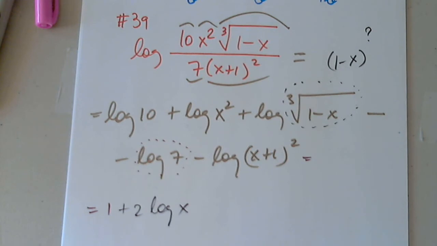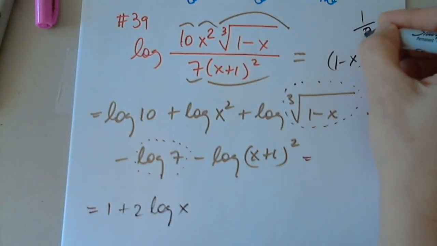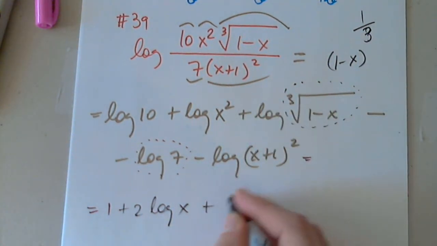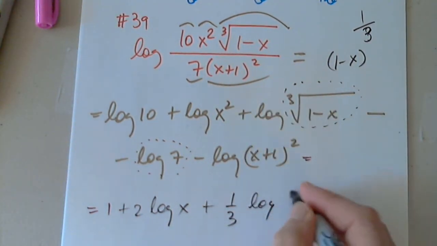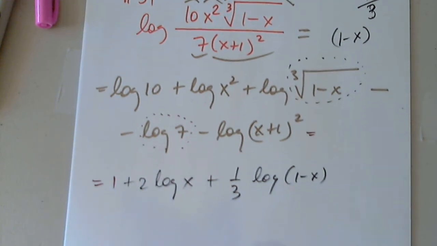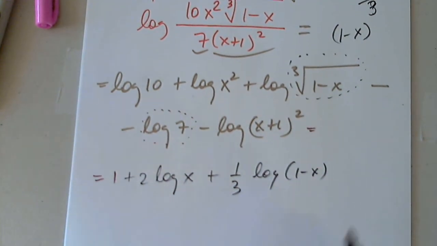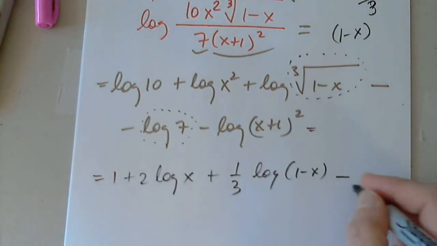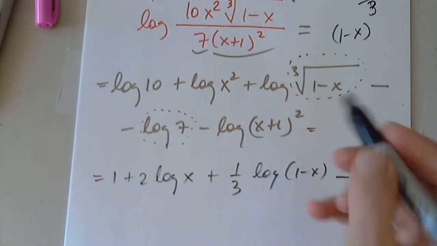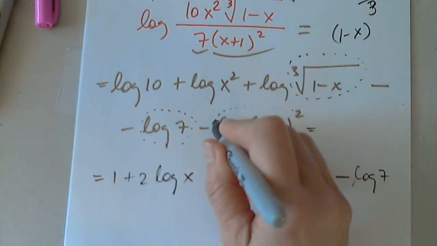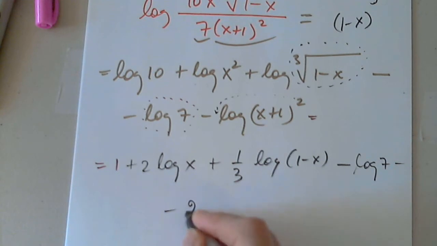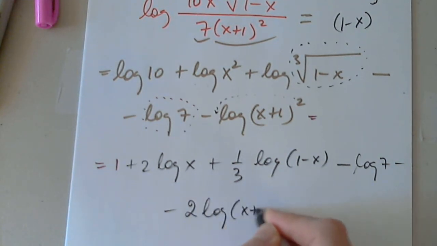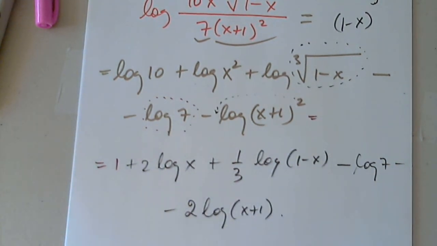To the third. Careful. 1/3. Excellent. I completely agree. So then I have to put it in front. So plus 1/3 log of 1 minus x. Great job. I have no choice but copy this. But then here I can put the 2 in front. So minus 2 log x plus 1. It's completely cleaned up. There are no more properties to apply.